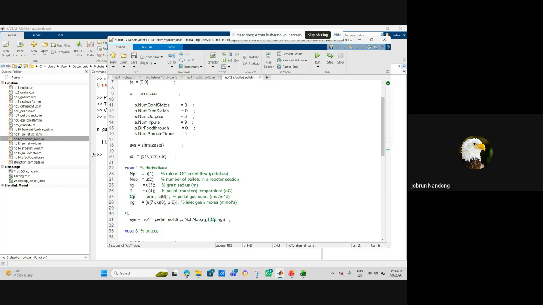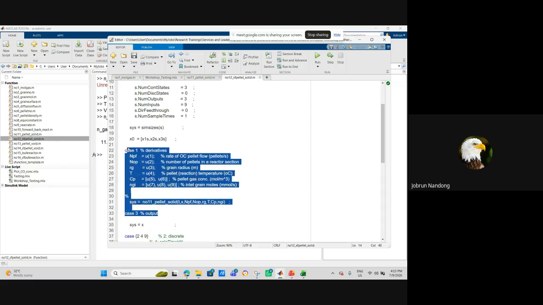Now, CP here is a vector itself. So you indicate this one as a vector. You have two values actually. CP is a vector consisting of two values. One is CP1, the other one is CP2. CP1 is for the concentration of CO in the pellet. CP2 is the concentration of CO2 in the pellet. So you just continue with U4, U5, U6. And anti-IMC is a vector. You have three types of grain there, Fe2O3, Fe3O4, FeO. So basically from this, you know the total number of inputs. Okay.